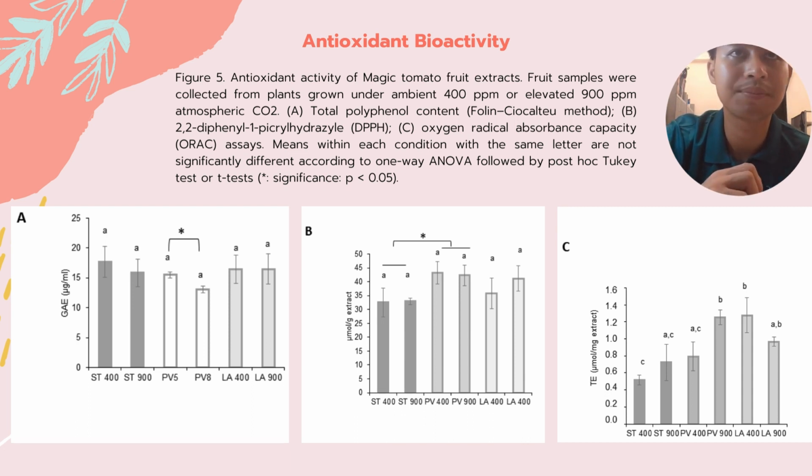And for C, we can see here that ST 400 is lower compared to ST 900, and for PV it is the same, the PV 400 is lower than PV 900, but not for LA. LA 400 has a higher value compared to LA 900. I think it is influenced by genetic background.